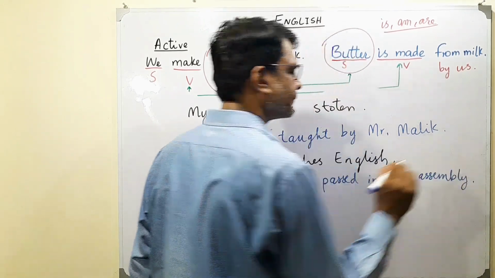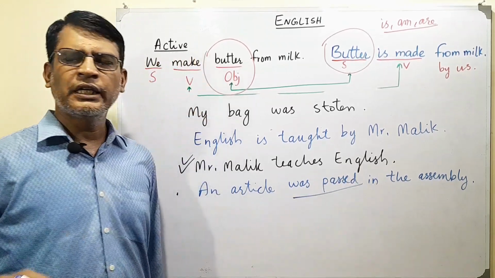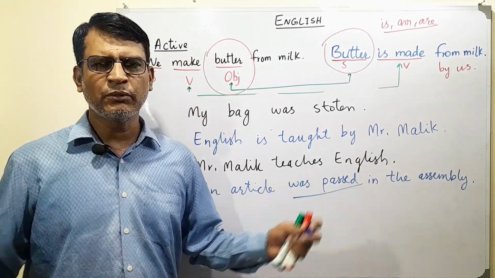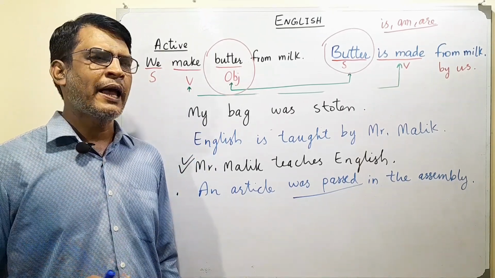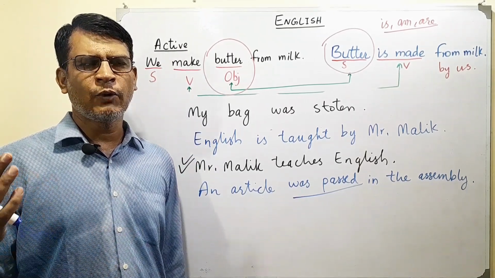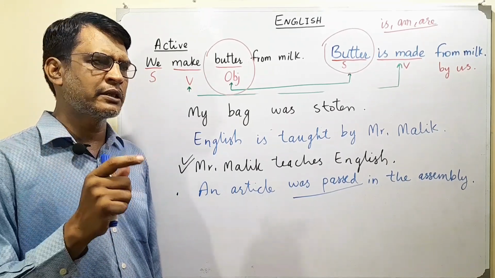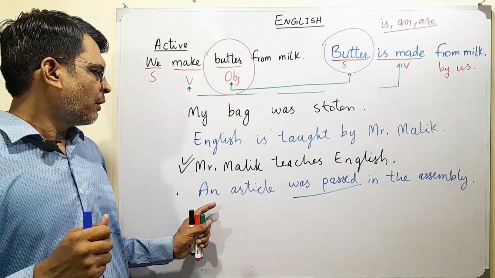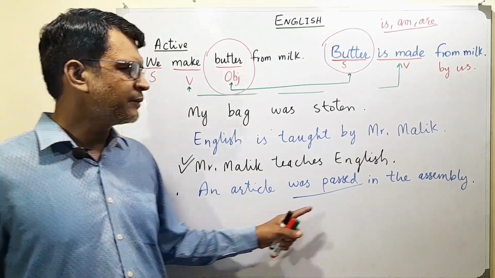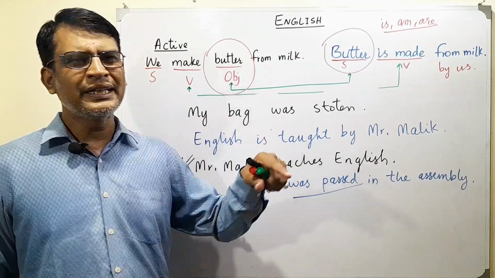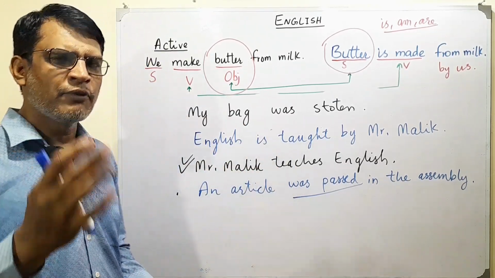Now, why are we using passive here? Because there were a lot of people. Let's say more than 200 people were present, and there was a voting. Out of 200, around 160 said, okay, let's pass this article. Now, the action was important, the action of passing the article. But who did it, that's not important. Otherwise, we'll have to write the names of, let's say, 160 people, which we won't do.